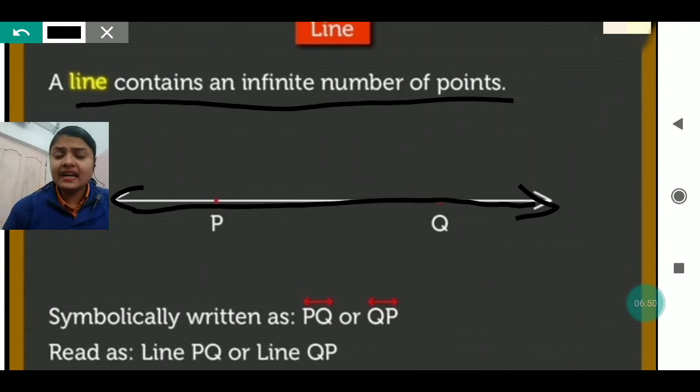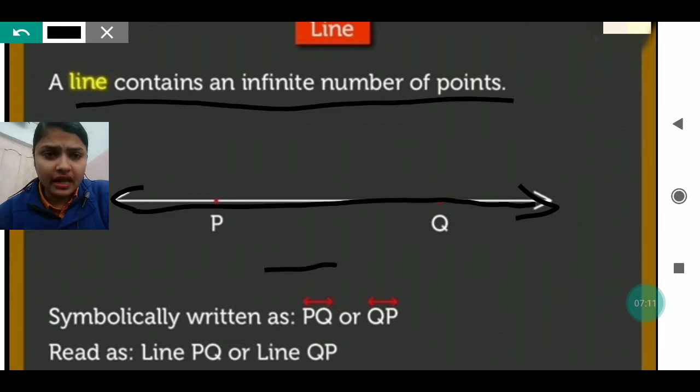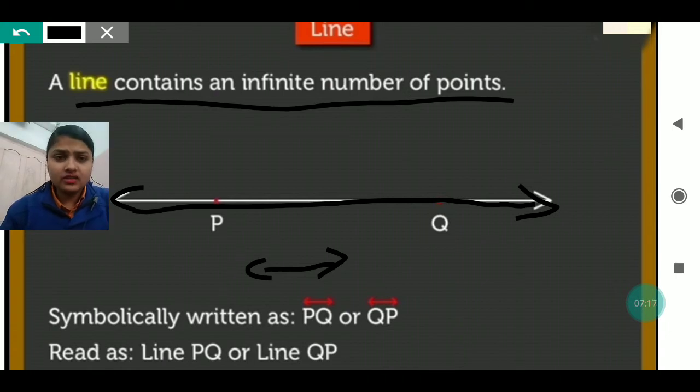In that line, there are two points, two dots given. One is P and one is Q. These two dots are called points. The symbol used for denoting a line is like this: you put one line with an arrow on both sides, and since P and Q are on the line, you write PQ or you can write QP.